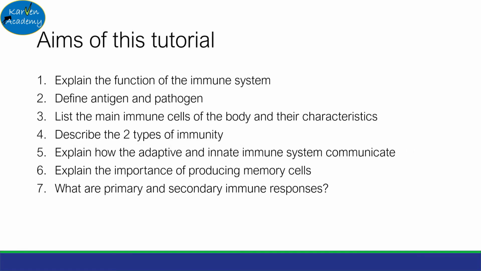So here are the aims. We'll explain the function of the immune system, define antigen and pathogen, list the main immune cells of the body and their characteristics, describe the two types of immunity, and explain how the adaptive and the innate immune system communicate, explain the importance of producing memory cells, and what the differences are between primary and secondary immune responses.